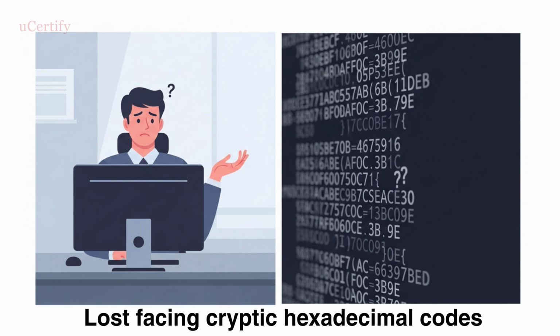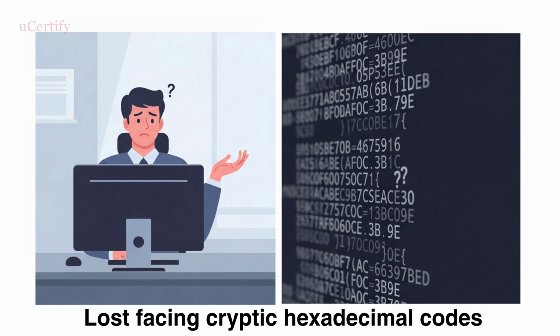Hexadecimal uses 16 symbols. 0 through 9 represent 0 to 9, A through F represent 10 to 15. Each hexadecimal position represents a power of 16, increasing right to left: 16^0, 16^1, 16^2.